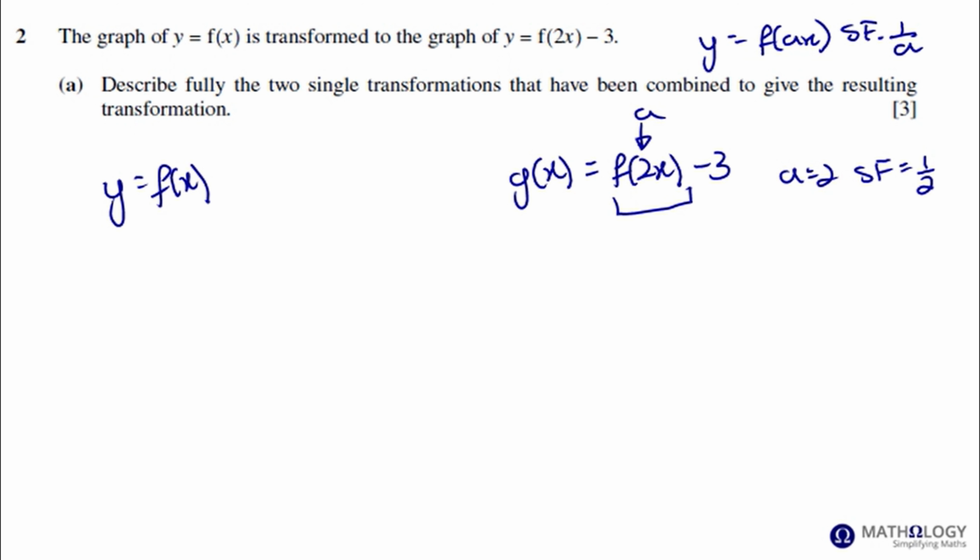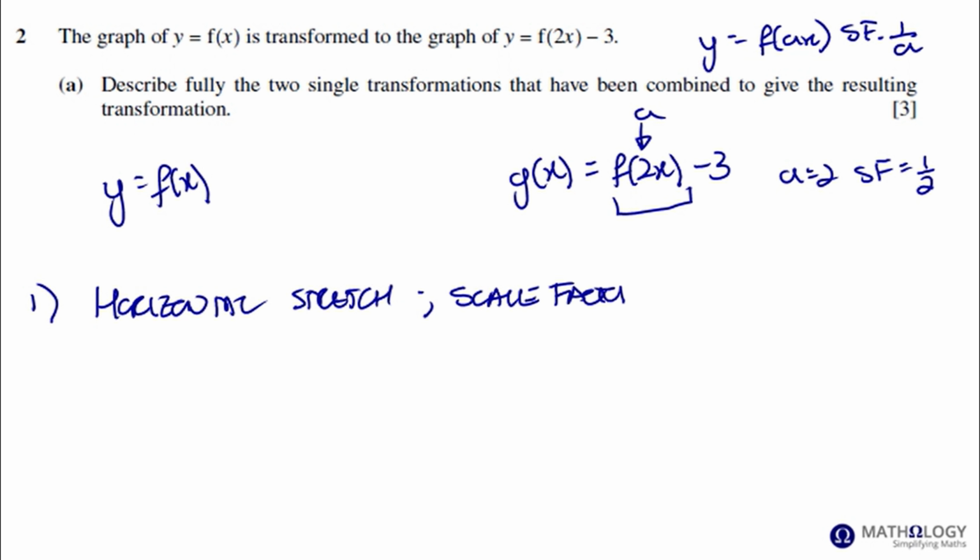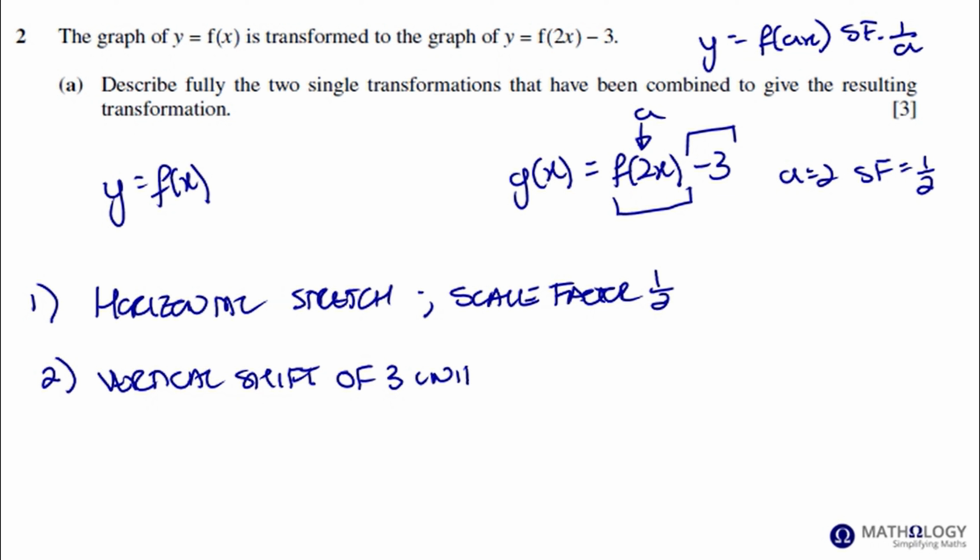So the first transformation is a horizontal stretch, scale factor of a half, and the second transformation deals with the minus 3 over here, which is a vertical shift of 3 units down the y-axis, or you could say it is a vector translation (0, minus 3).